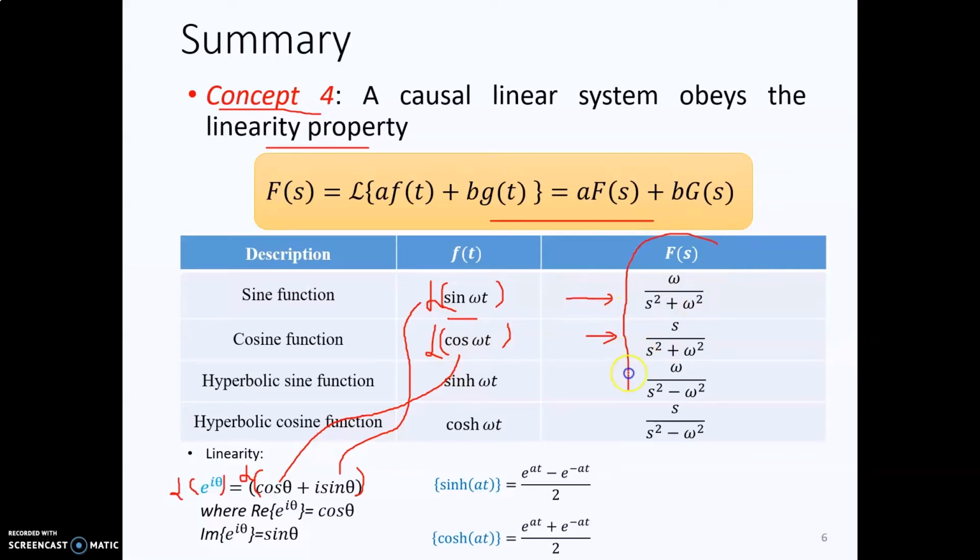And if you want to take the inverse Laplace transform from F(s) to f(t), if you have s squared plus omega squared here, then it will be either sine or cosine. If you have s squared minus omega squared here, then you will have hyperbolic sine or cosine. If the numerator is constant omega at the top, it will be either sine or hyperbolic sine. Then if you have the variable s at the top, then you will have cos or hyperbolic cos.